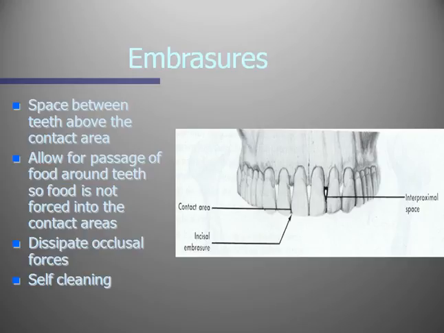Embrasures are the spaces between the teeth above the contact area. They allow for passage of food around the teeth so that food is not forced into the contact areas. They dissipate occlusal forces and are self-cleansing.